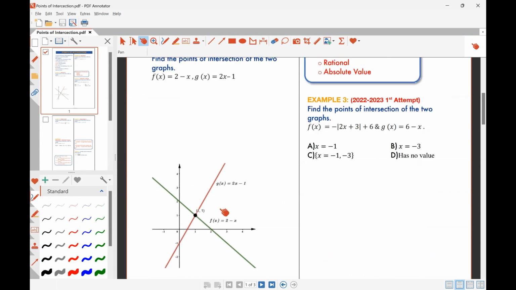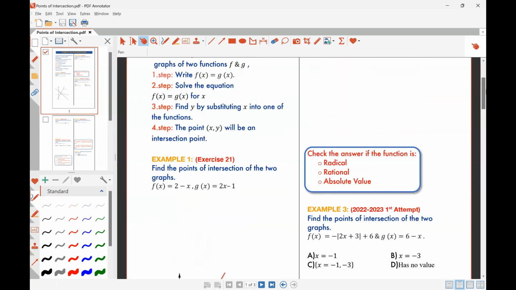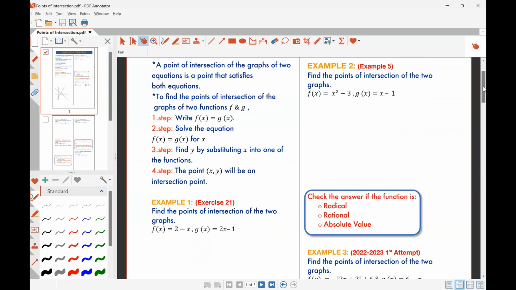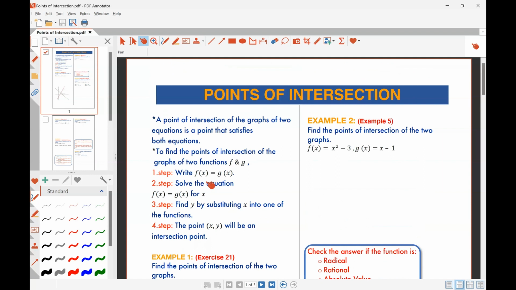For example, this is my line. This is my equation for the first function. This is the equation for the second. Their graphs are intersecting at this point. So this point is called the point of intersection. The way of finding a point of intersection is we equalize the given equations together and solve the equation for x, and substituting x into one of the equations, we will find y. So x comma y will be the point of intersection.